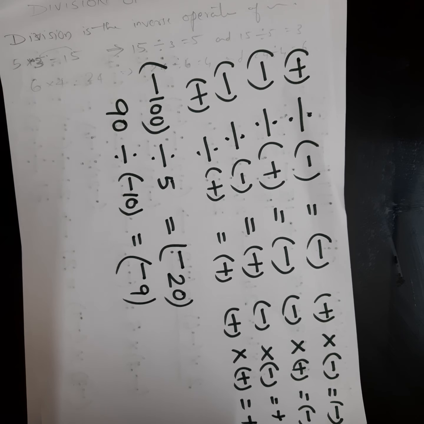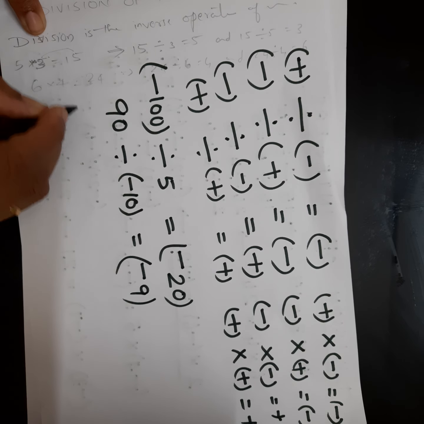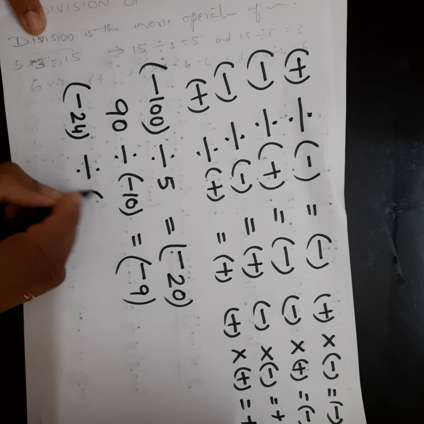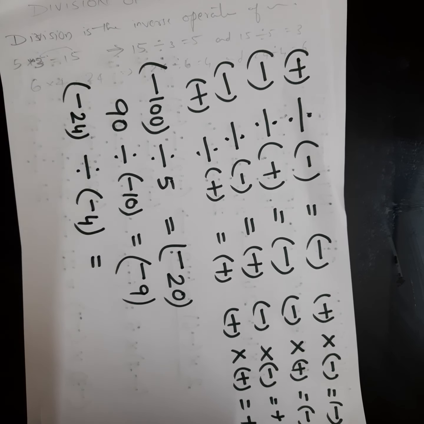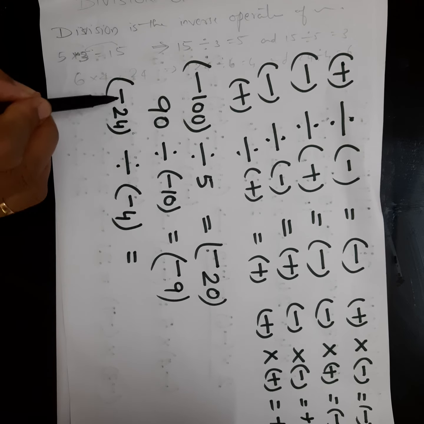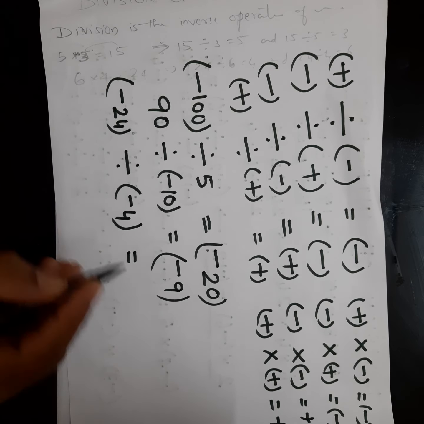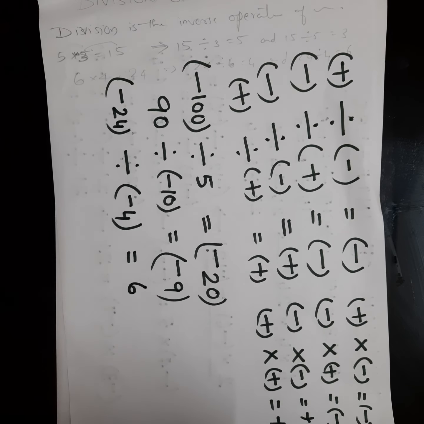Now if the question is like this, minus 24 divided by minus 4. Here you see, both are negative. Two negatives, two is even. So it is positive. 24 divided by 4 is positive 6. So this is the case. Understood? This is division. Division is very simple. That is the same rules. The sign rule is the same as that of multiplication.